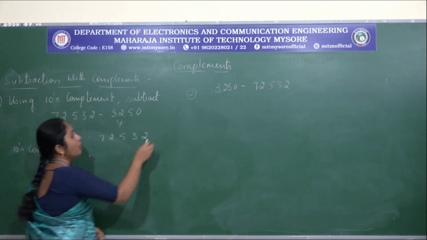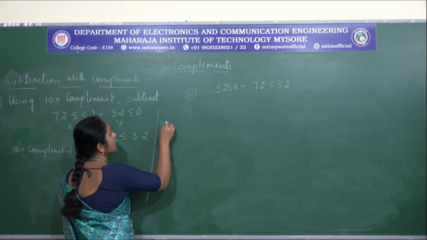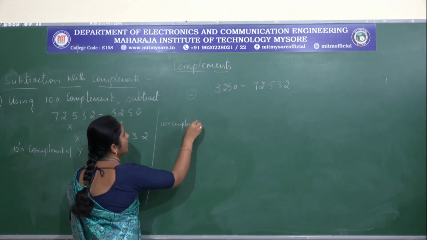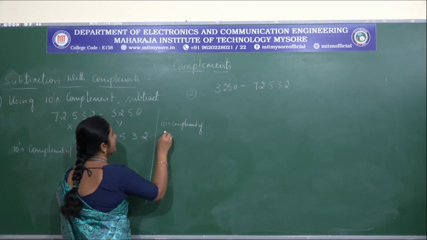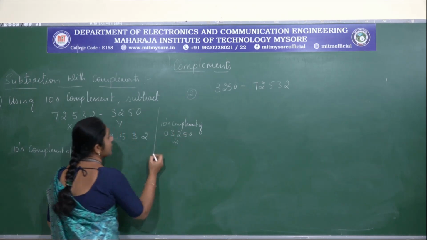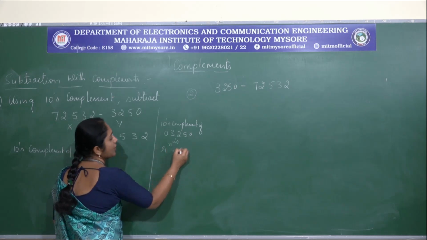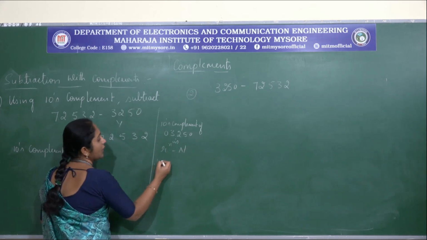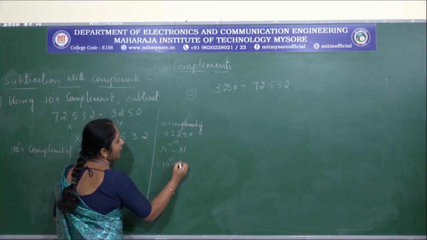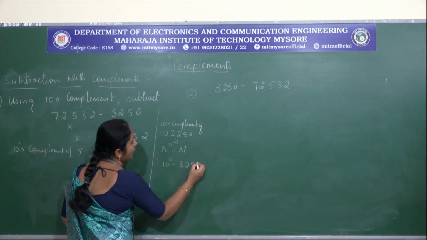So let us separately obtain the 10's complement of 03250. What is the procedure? R power n minus n. Therefore, R power n, where n is 5 digits, is 10 power 5 minus 3250.